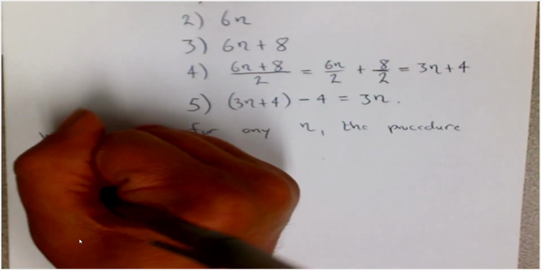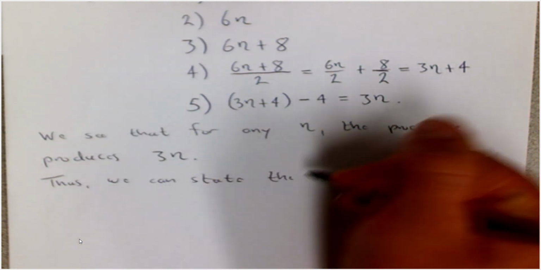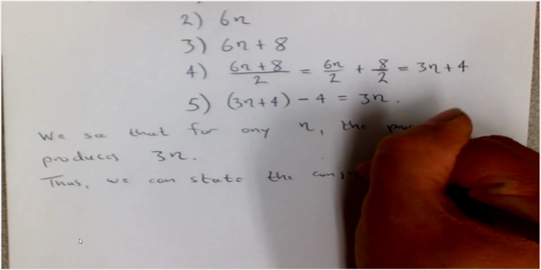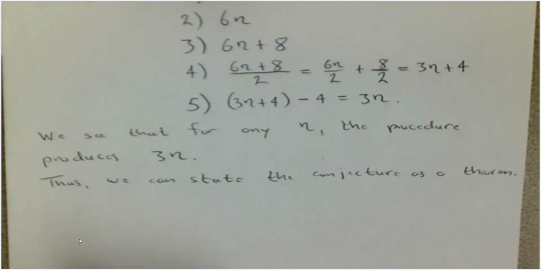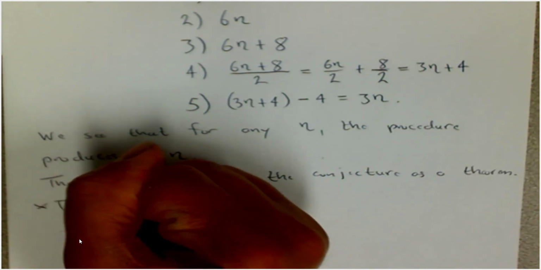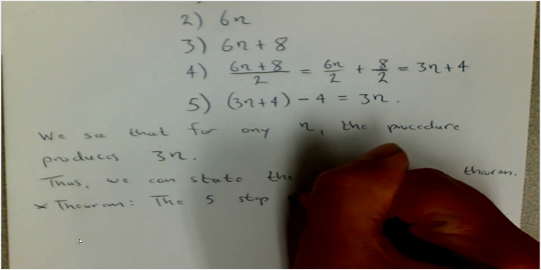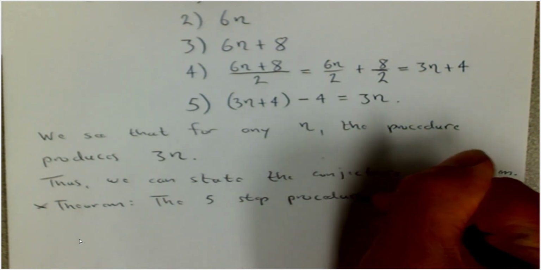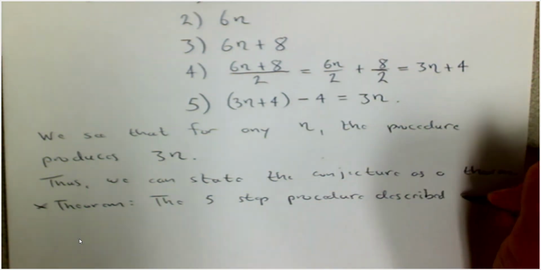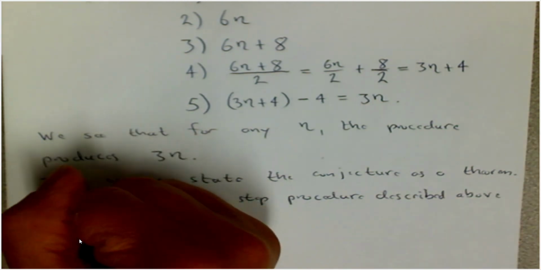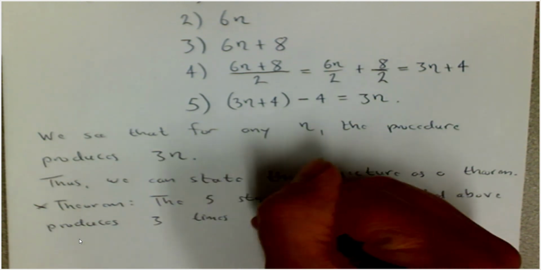Thus, we can state this, the conjecture, as a theorem. And that is to say there's a theorem. The 5-step procedure described above produces 3 times the original counting number.